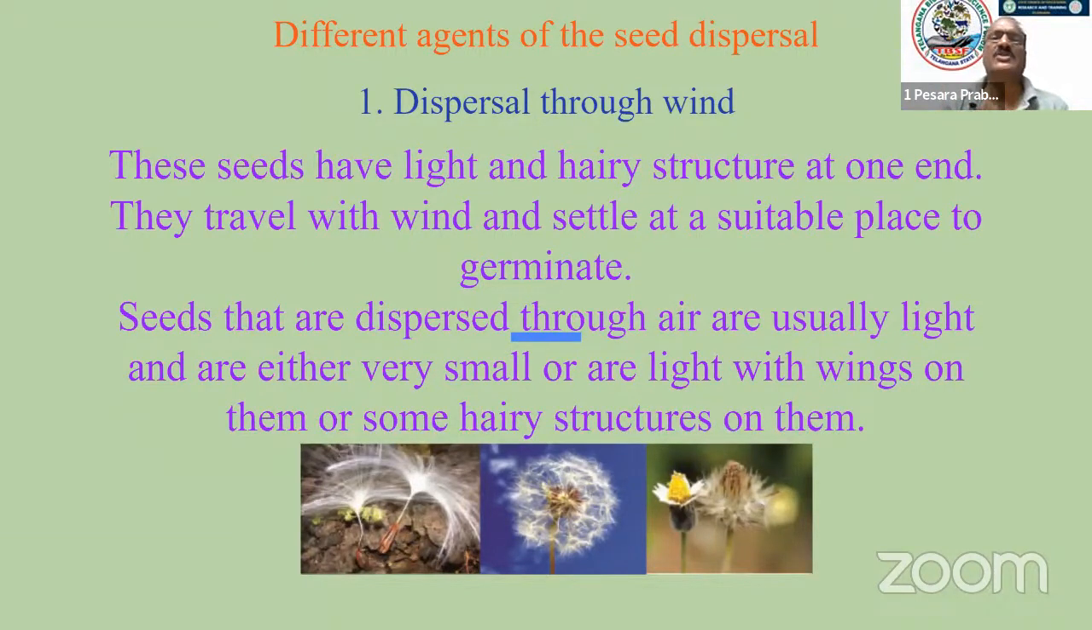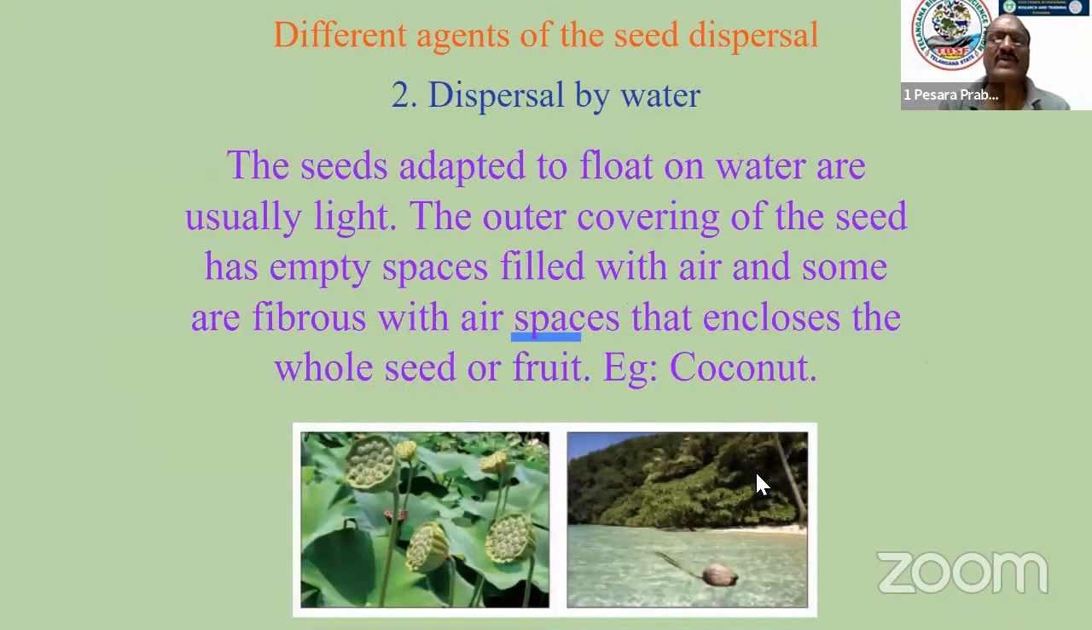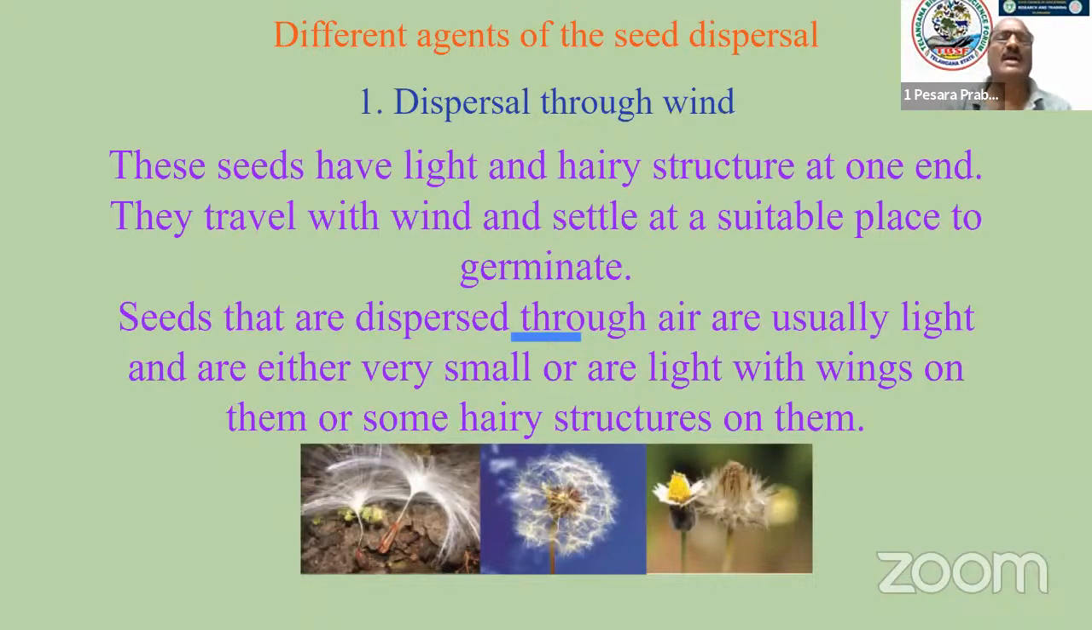Seeds that are dispersed through air are usually light. Light means lightweight, and they are either very small, or light with wings on them or some hairy structures on them. See here, these are having some hairs. These are very light and have very simple structures. I think all of you are aware of this type of seeds.